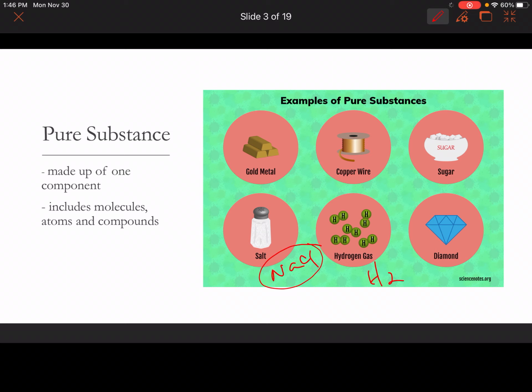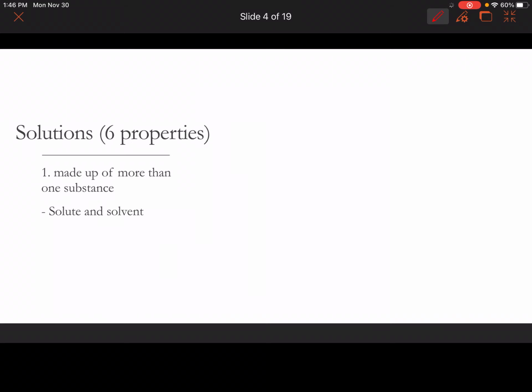So pure substances are going to include molecules, atoms, and compounds, and they are characterized by definite properties. So they've got a defined melting point, boiling point, density, vapor pressure, etc. All those things would be defined for them.